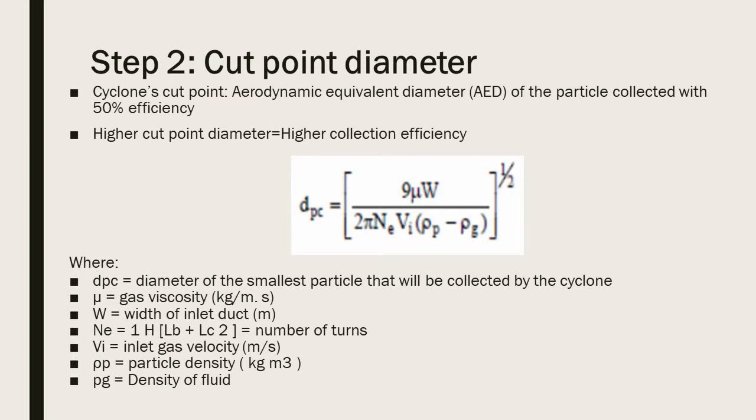This is given by the formula D sub PC is equal to the square root of 9 times nu times W all over 2 pi times N sub E times V sub I times the difference of rho sub P minus rho sub G, wherein D sub PC is the diameter of the smallest particle that will be collected by the cyclone, nu is the gas viscosity, W is the width of the inlet, N sub E is equal to 1 over H times L sub B plus L sub C over 2, which is the number of turns, V sub I is the inlet gas velocity, rho sub P is the particle density, and rho sub G is the density of the fluid.